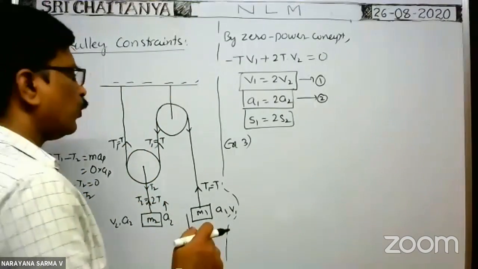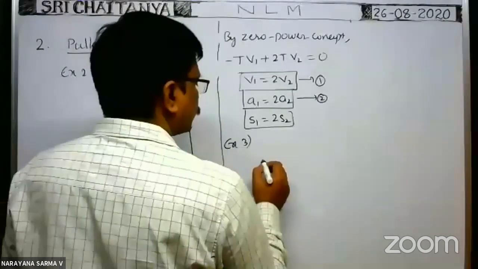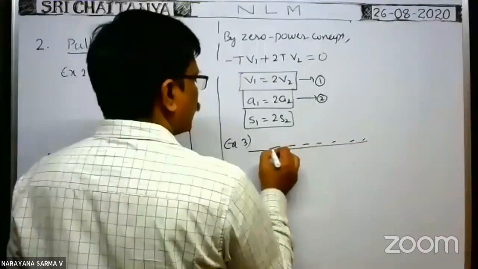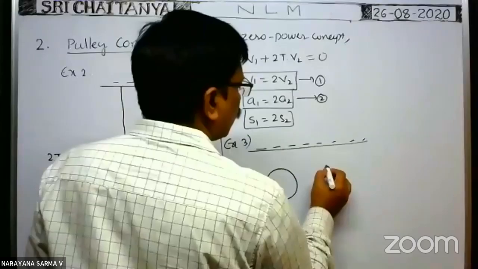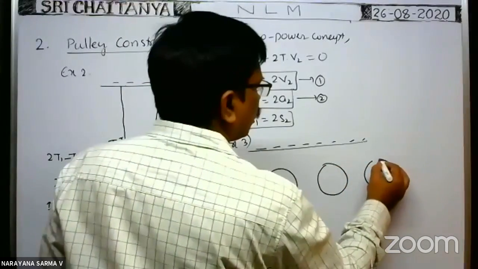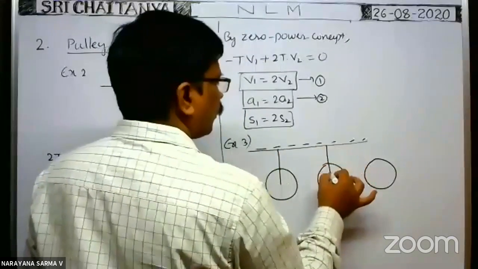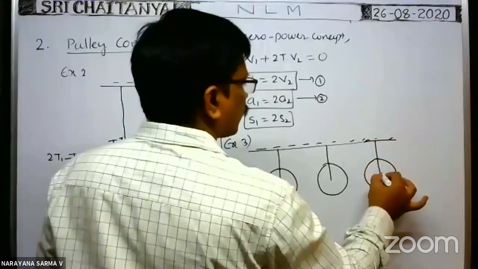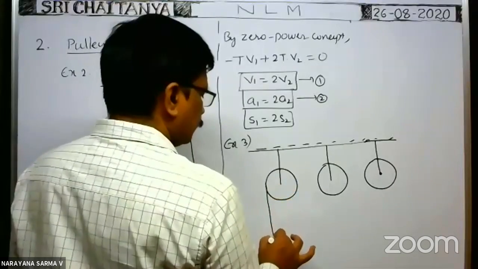Okay. Next, one more example, with a number of pulleys. We have to draw the diagram. Simply we can say, suppose this is the rigid horizontal support. Here there is one pulley, here one more pulley, and different pulleys are there like this. All these are suspended from the rigid support like this. Okay. One string is passed over this pulley.